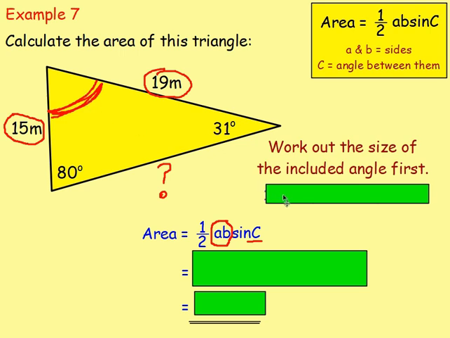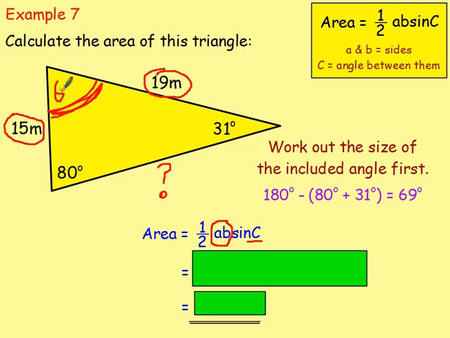So you can work that out by doing 180 minus the 80 plus the 31. So add the 80 and the 31 together, take away from 180, and you get 69 degrees, meaning this angle up here will be 69 degrees.